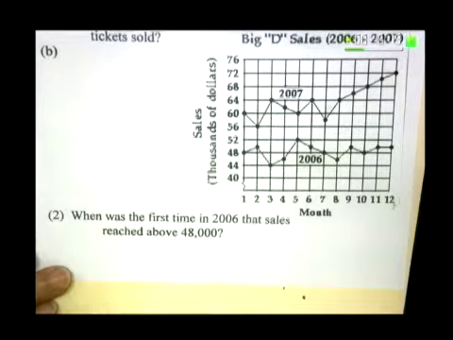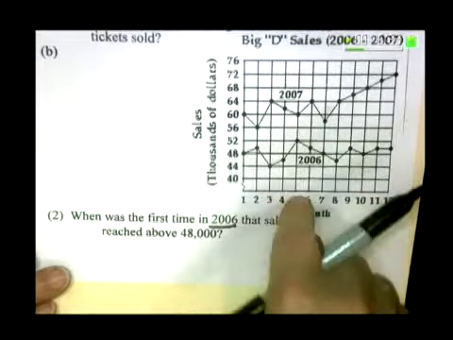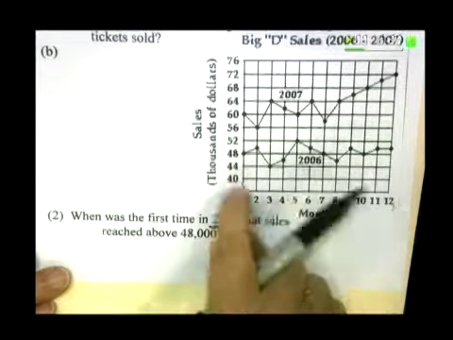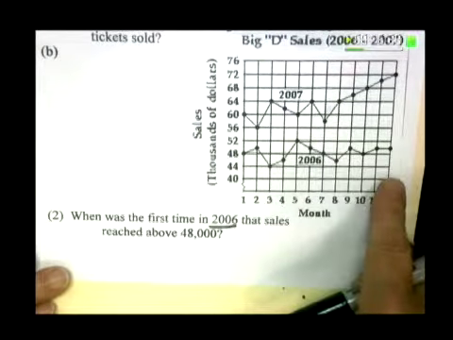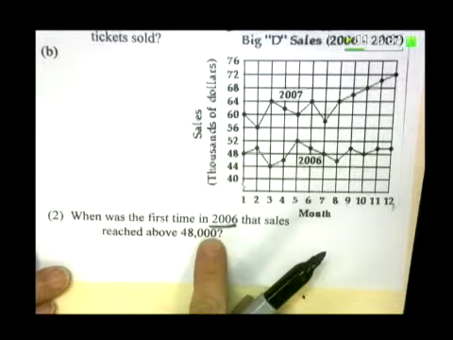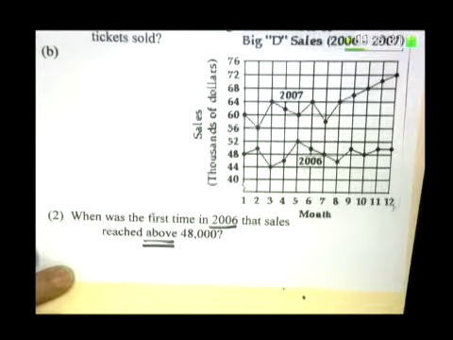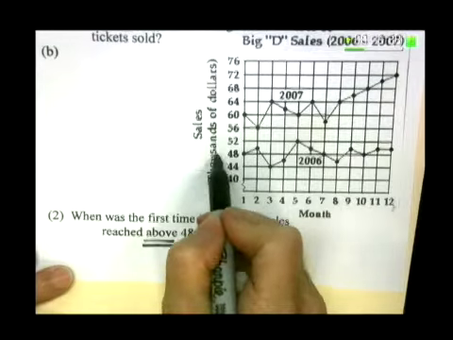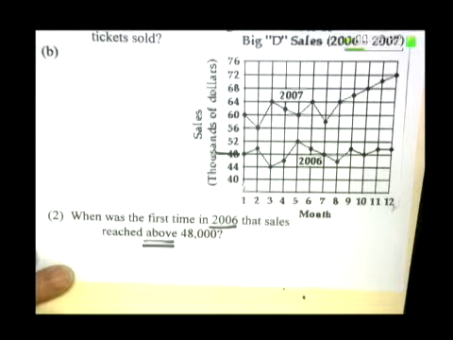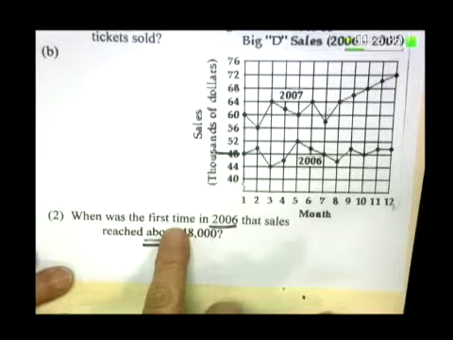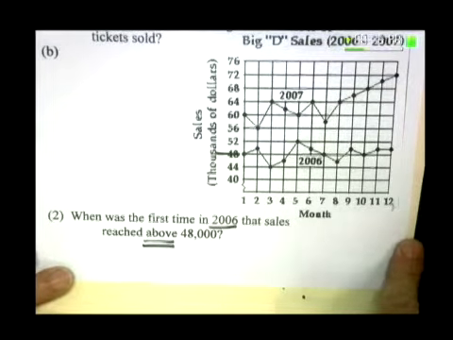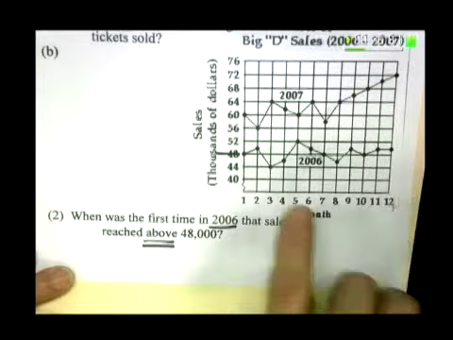Okay, there are a couple of things that you need to look at. It says 2006. So I have two choices. So my choices are going to be the line graph that's on the bottom. Okay. I'm looking at 48,000, but here's the key. Above 48,000. So here is 48,000 right there. So it says the first time, which means the first month, that my sales were above 48,000.